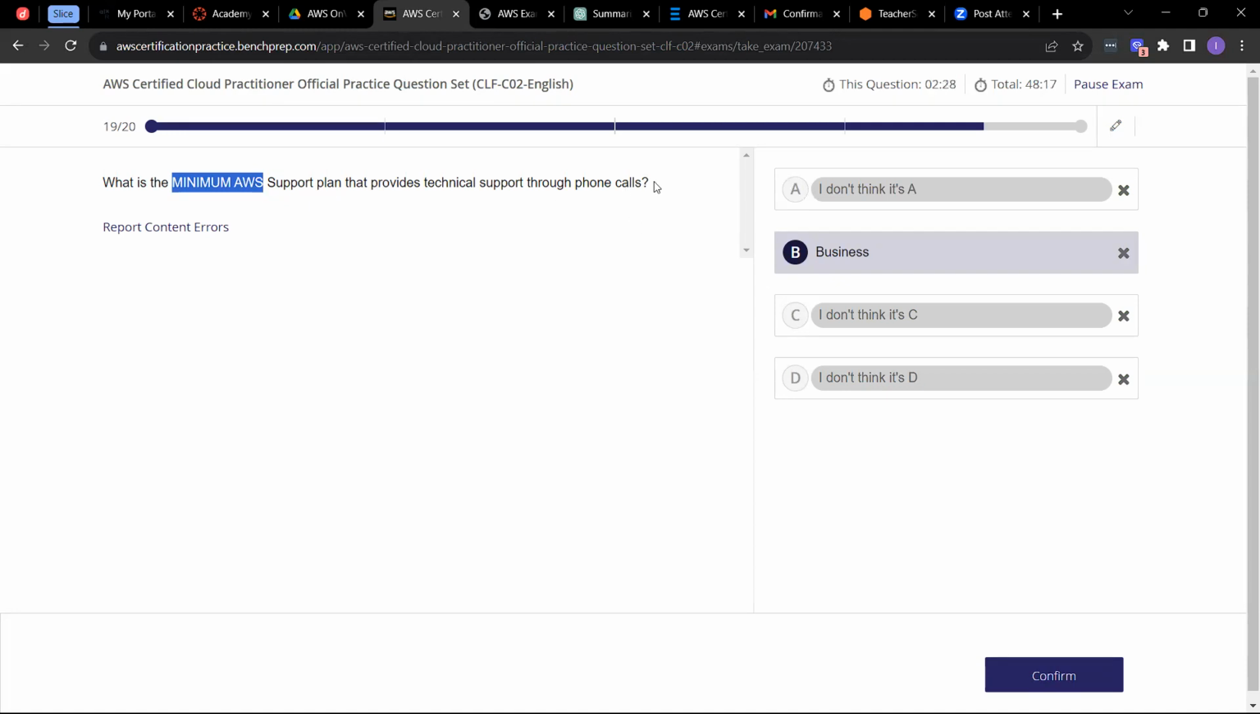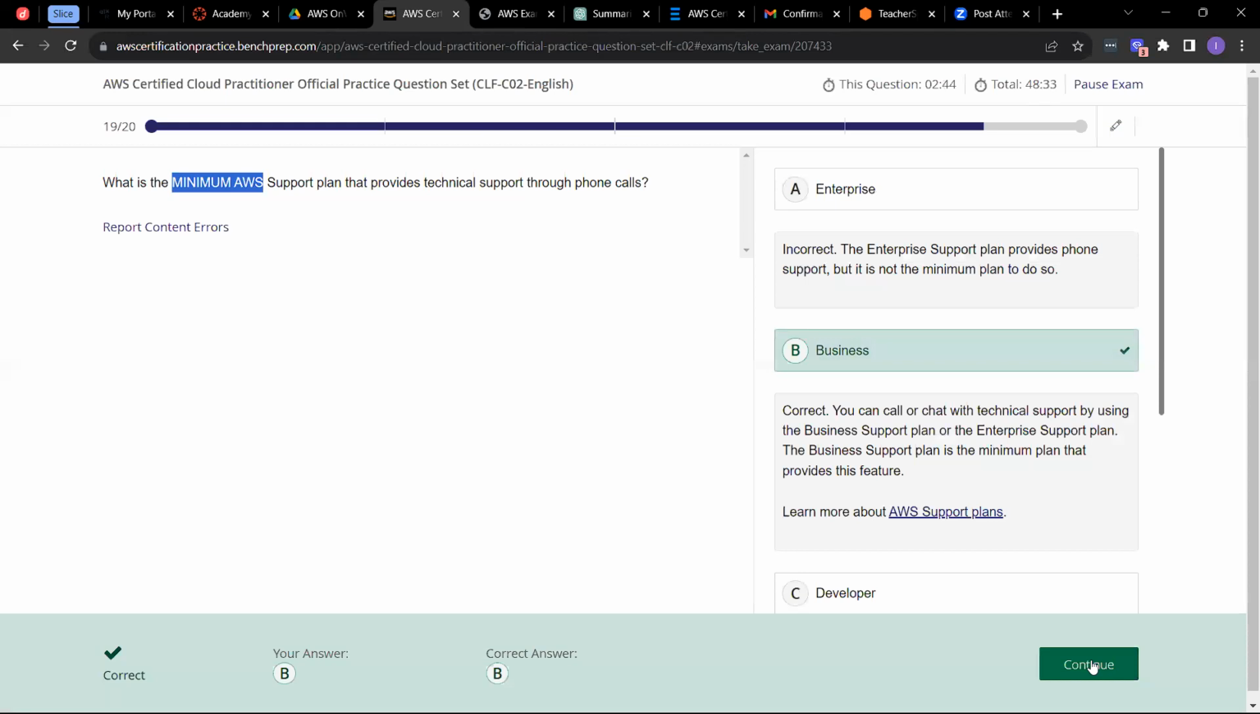So we are looking at the minimum with respect to phone calls. You get it? Yeah. We are looking at the support plans that have phone calls, but the minimum. Yes, exactly. With these questions, yes, the minimum is the business.